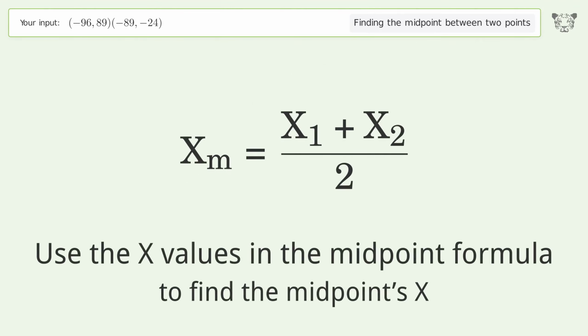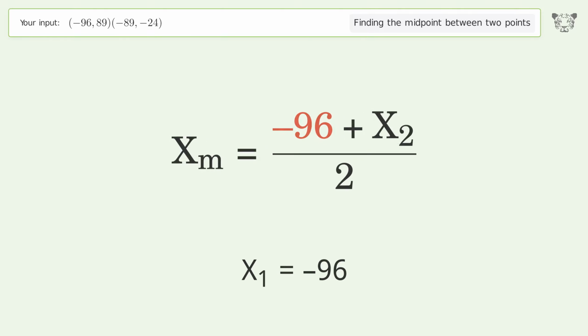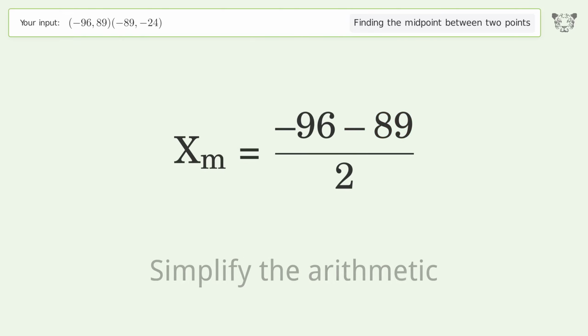Use the x values in the midpoint formula to find the midpoint's x. x1 equals negative 96. x2 equals negative 89. Simplify the arithmetic.